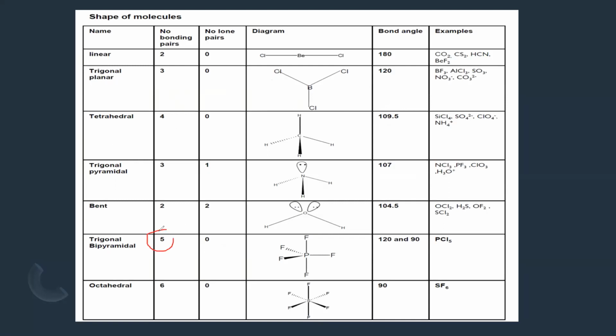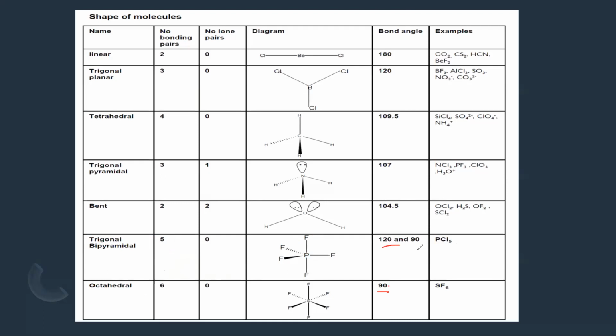having 5 bond pairs and no lone pair, then it is called trigonal bipyramidal. Why bipyramidal? It's making 2 pyramids, one up, one down. That's what bi is known for: bi means 2, and pyramidal is the shape of a pyramid. And if it has 6 bond pairs and no lone pair, then it is known as octahedral with a bond angle of 90 degrees.